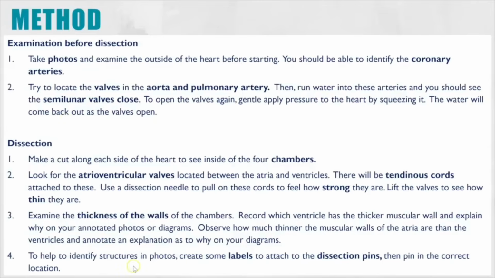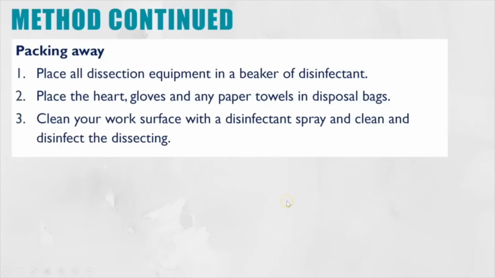So lastly, you may be given dissection pins and labels, so you can actually put pins into each of the four chambers and then add a label. You might be able to do the same thing with the valves and so on. Now, if you don't have that, take photos and then add label lines afterwards so you can label the structures in that way. So the final part of the method is how to safely pack away.